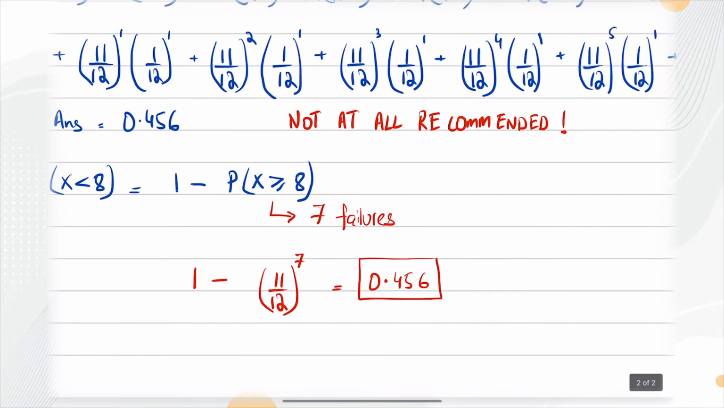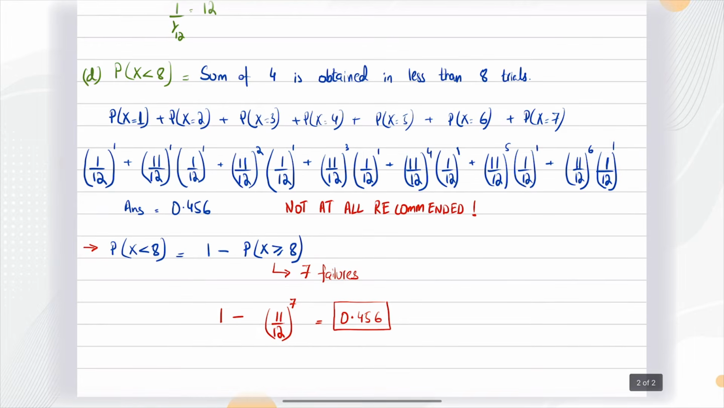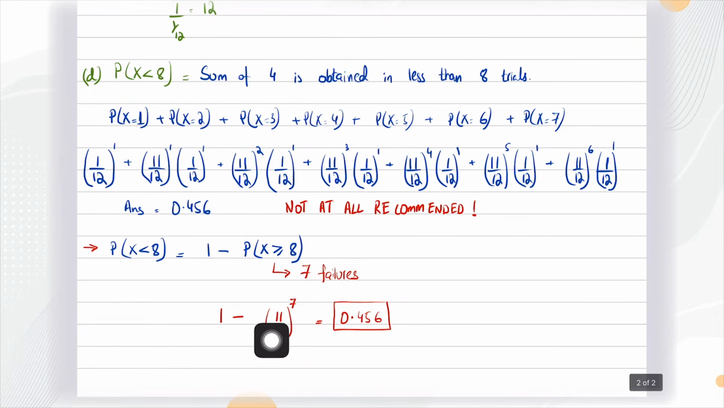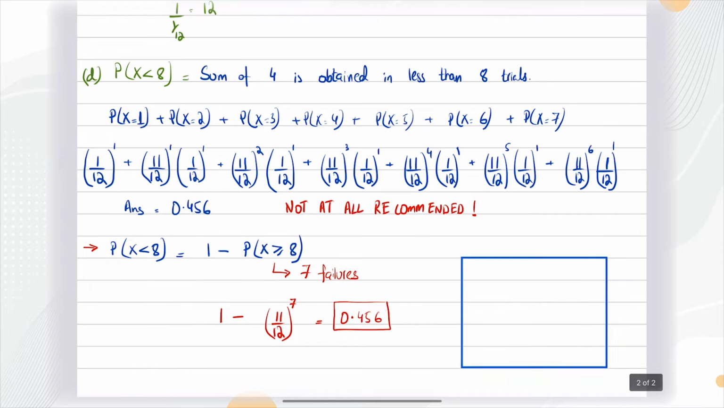So if you work this out, you get the same answer, which is 0.456. We can then subtract it from 1. So basically 0.456 is the final answer after subtracting it from 1. 11 upon 12 to the power of 7, and then whatever that is equal to, we subtract that from 1, and that's how we get 0.456.